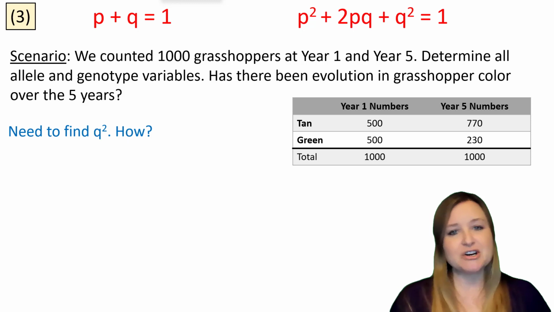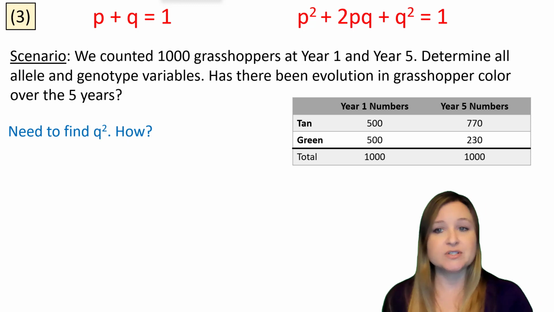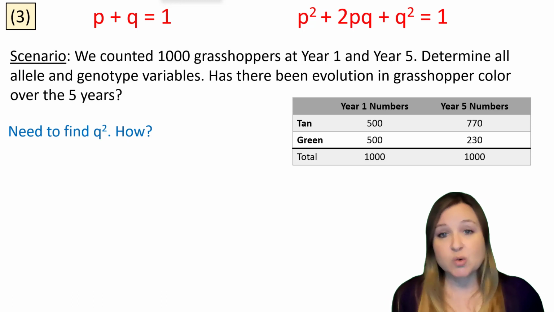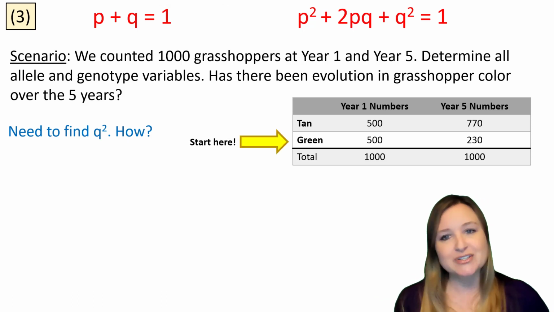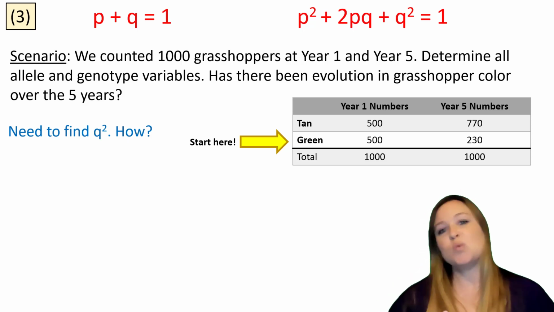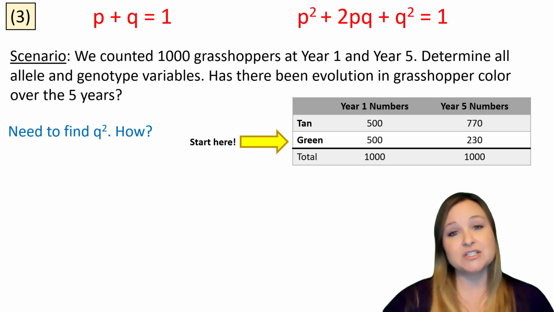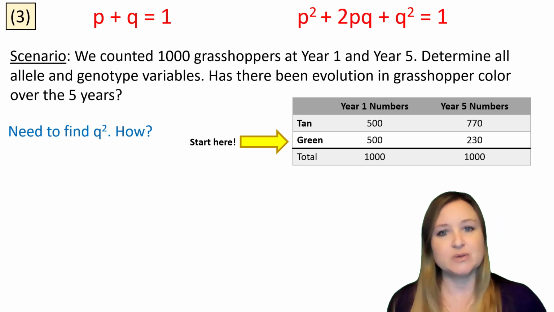So we're going to start by figuring out the frequency of q squared. That's little t, those are the green grasshoppers. So we're talking about the frequency, the proportion of them. So we need to find q squared. How do we do that? Well, we know that the green grasshoppers are q squared. They are the homozygous recessive phenotype. So we can figure out the proportion of green grasshoppers compared to the whole. Now let's start with year 1, and then we'll move on to year 5. We have to do year 1 first, so we can figure out the allele and genotype frequencies for year 1, and then compare them to what we discover for the year 5 frequencies.